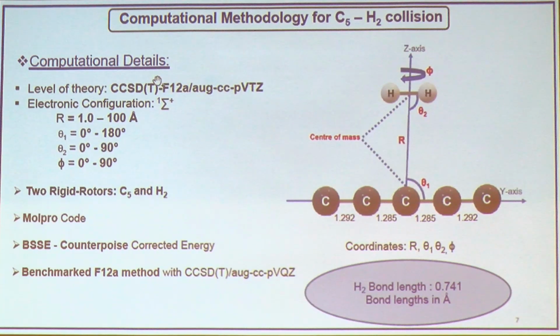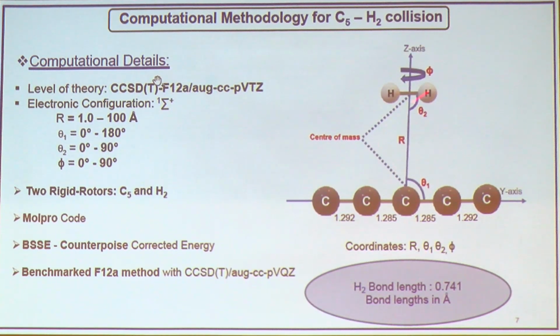In my first study, I'm going to explain the linear C5 molecule collision with the hydrogen molecule. The linear molecule is the most stable one, C5, and then H2. We have chosen internal coordinates, with capital R being the distance between the hydrogen molecule and the C5 molecule. And there are three angular coordinates. Theta 1 is the angular coordinate for C5, theta 2 is the angular coordinate for H2, and phi is the dihedral angle.